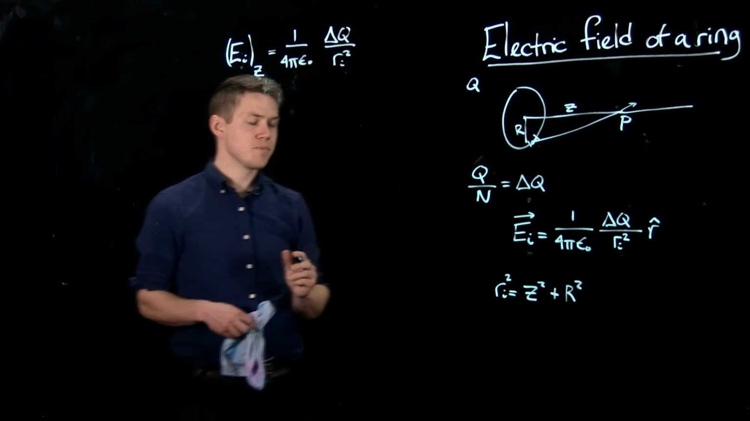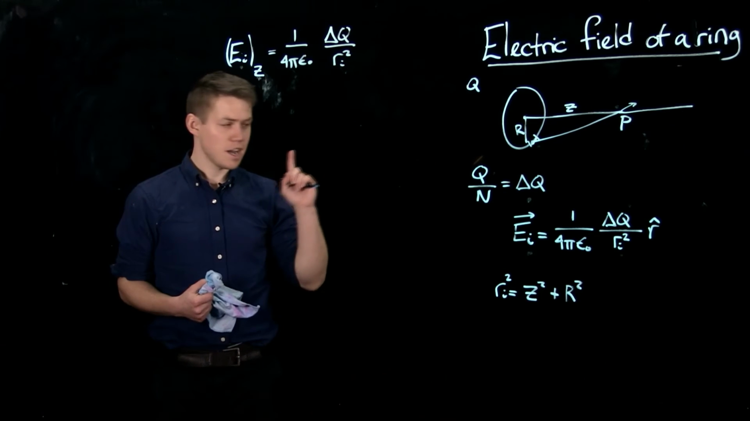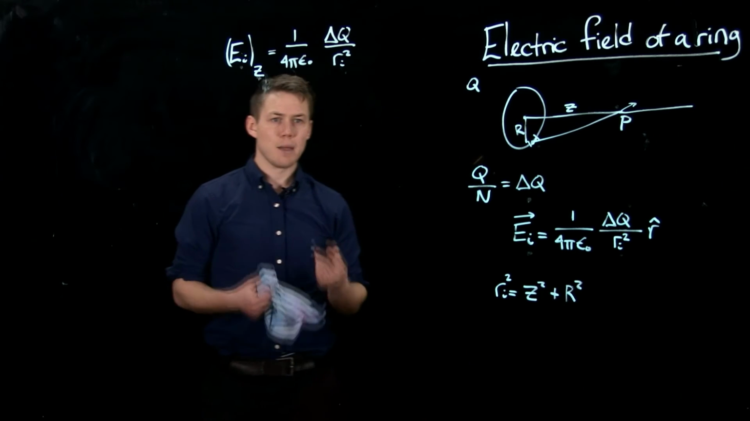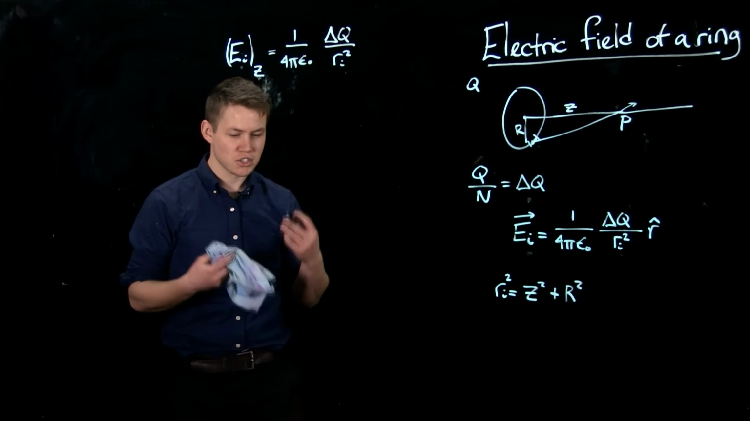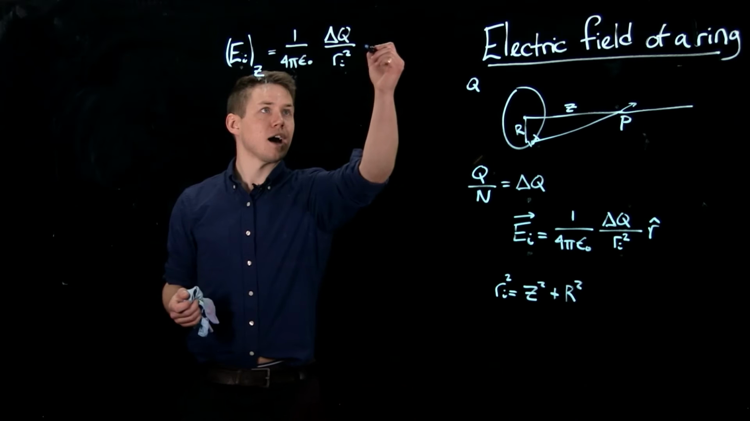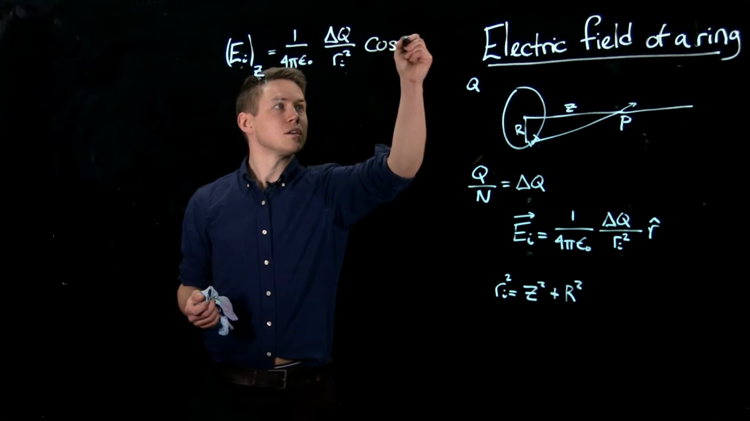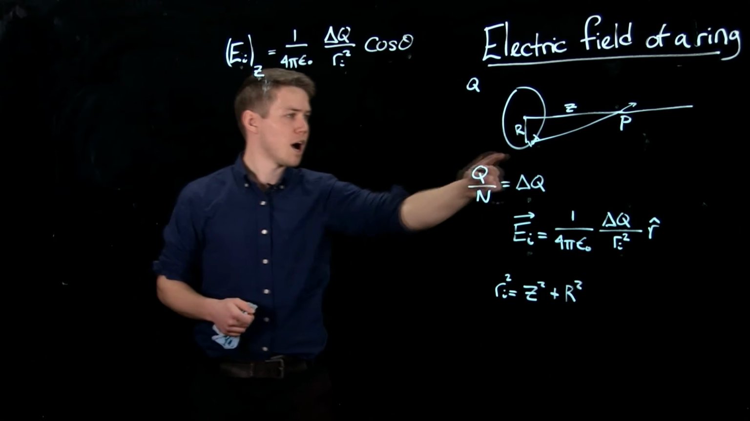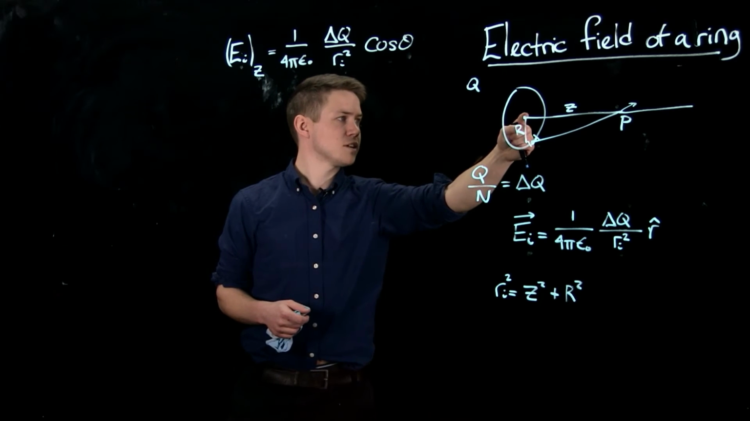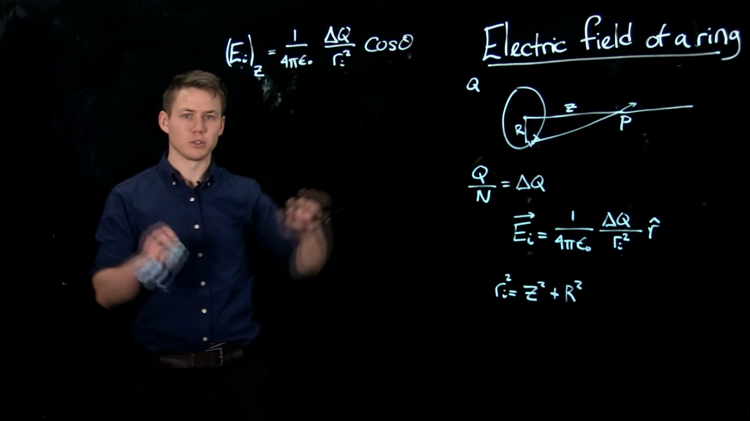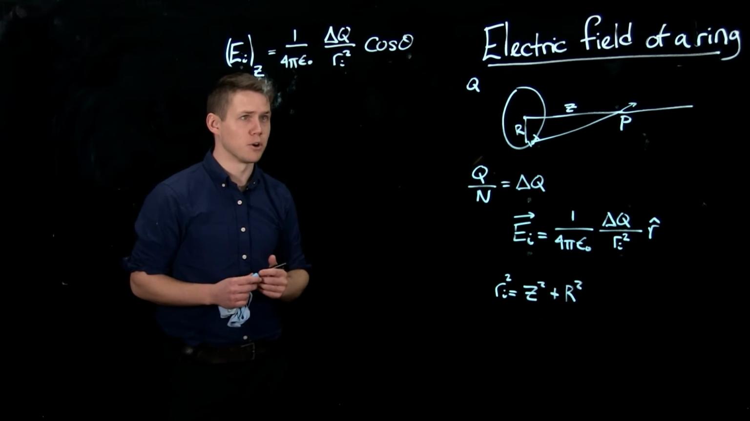This remains the same, but now I need to take just the component of it in the z direction. So to get that, I multiply by cos theta. So in particular, what this means is that if this angle is very small, i.e. if this radius goes to 0, then this term is going to go to 1, and all of the electric field is along the z component.